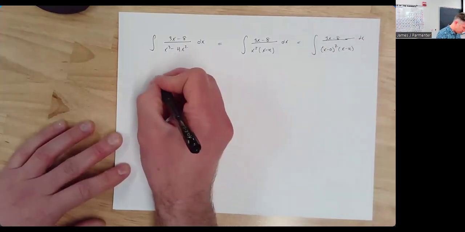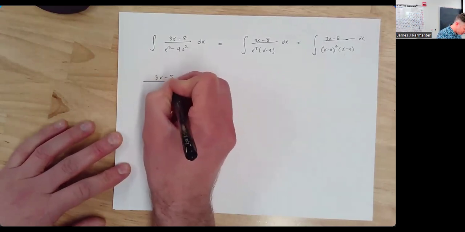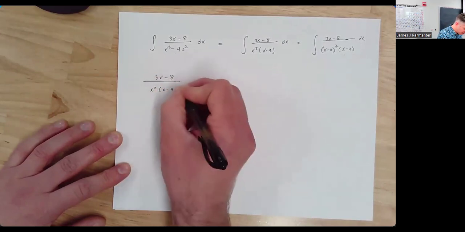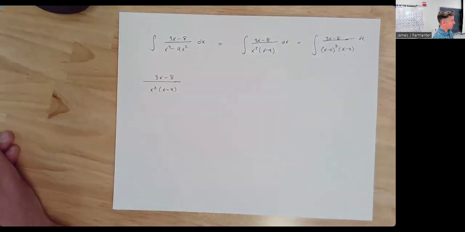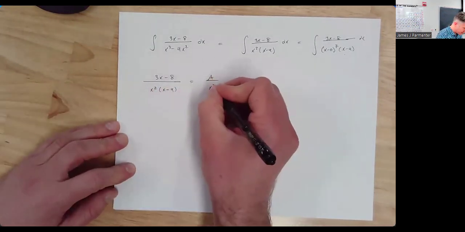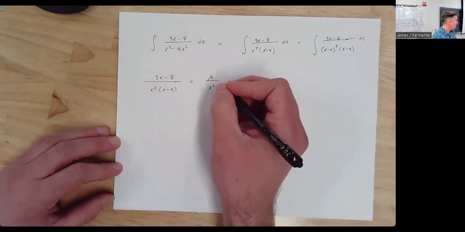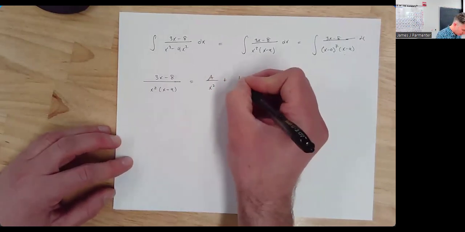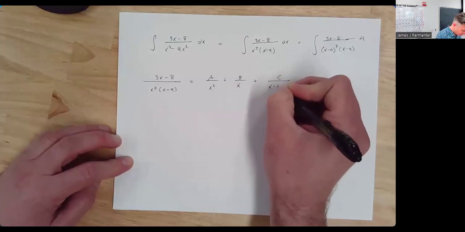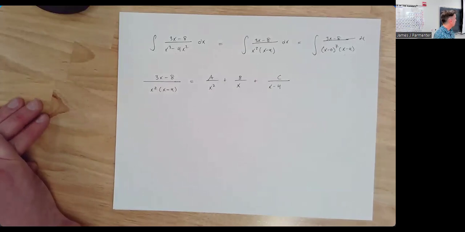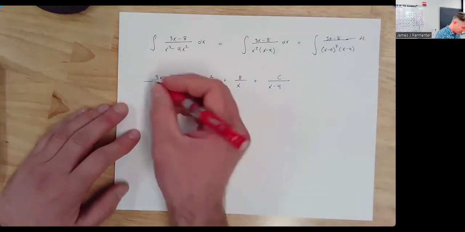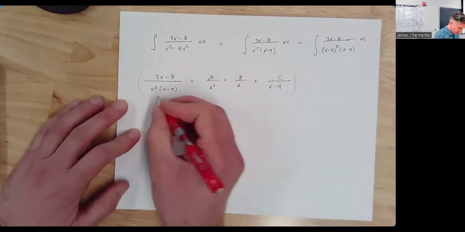So when we write our partial fraction decomposition, where we write our fraction equal to the sum of lesser fractions, we're going to get not two things, but three things on the right-hand side. So we're going to get A over x squared, and then we need every lesser power of x squared. So we're also going to get B over x, and then we're going to get C over x minus 4. And then we're going to do the same thing we did last time. We're going to multiply both sides of this equation by the common denominator that's on the left-hand side.